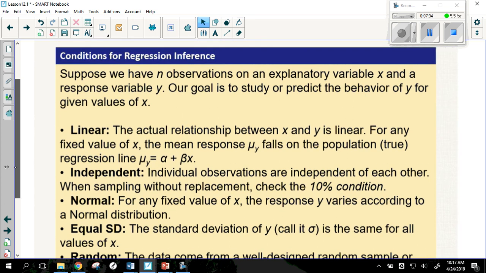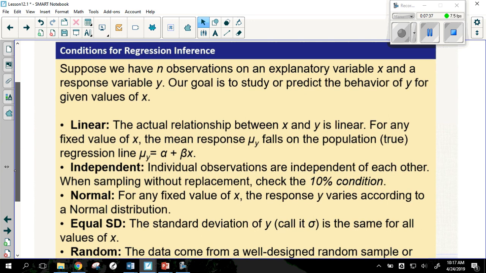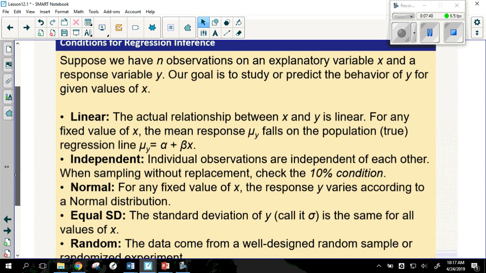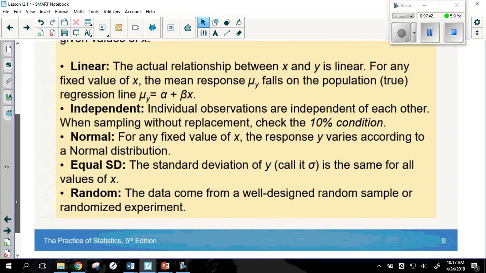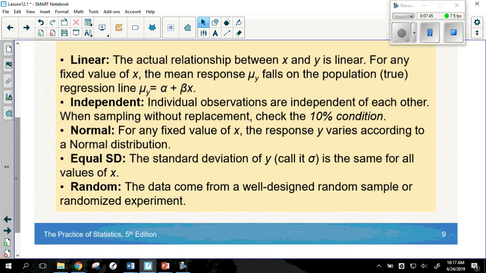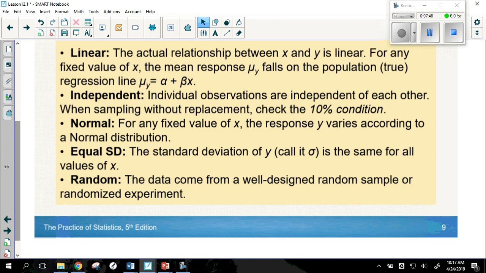In order to perform inference on the slope, you have to first check these conditions. Is it linear? Does it appear to be linear? The scatter plot, right? The relationship between your explanatory and your response variables. Are they independent? Fairly easy to check. Is it normal?